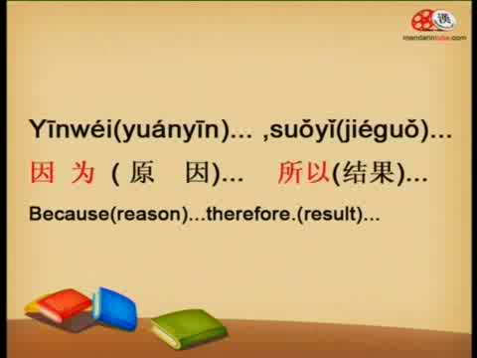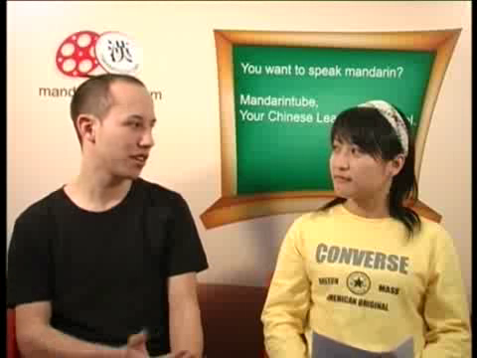Okay, so let's check out the grammar points for today. And the first one is because something, therefore something. So this is a structure that we use when we want to talk about the reason for something. It's a very simple structure to understand for English speakers. And let's just have a look at how it works now in the first example.